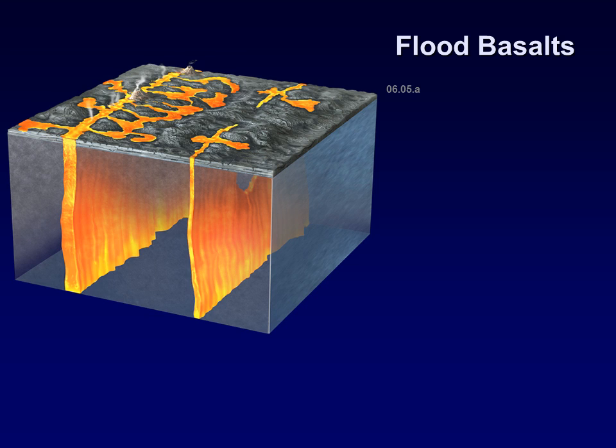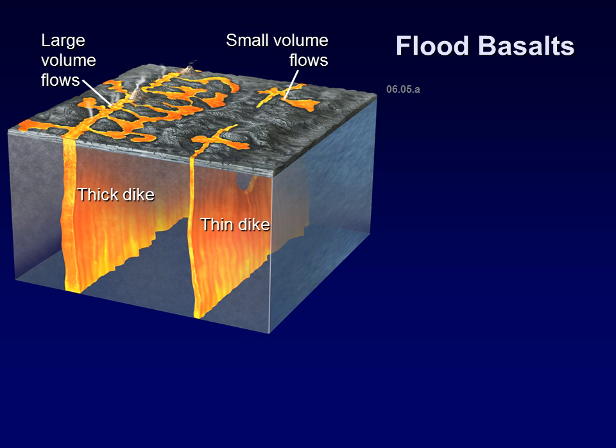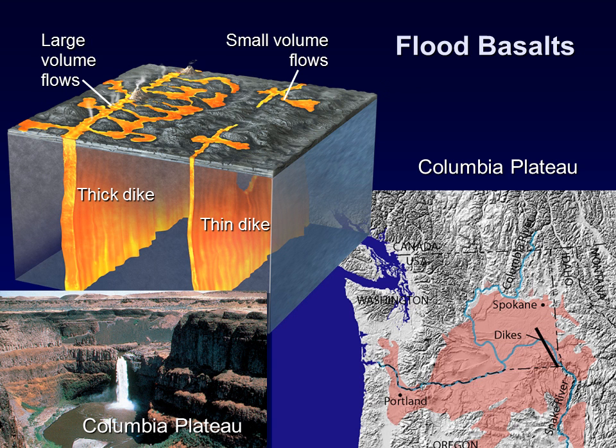Flood basalts. Okay, how do flood basalts erupt onto the surface? We end up having either a thick dike that creates large volume flows, or we can have a thin dike that will give us smaller volume flows. An example of this is the Columbia Plateau. It consists of a thick sequence of basalt flows, about 15 million years old.